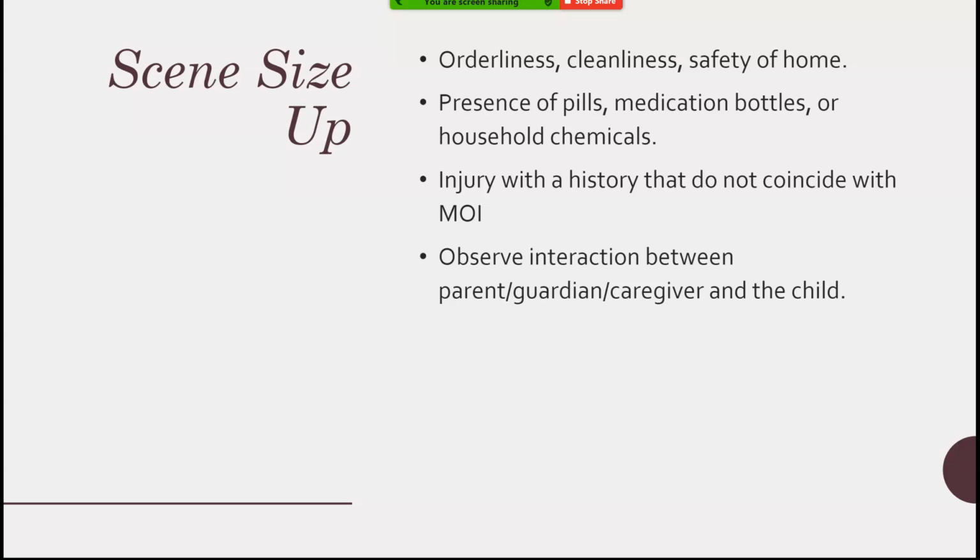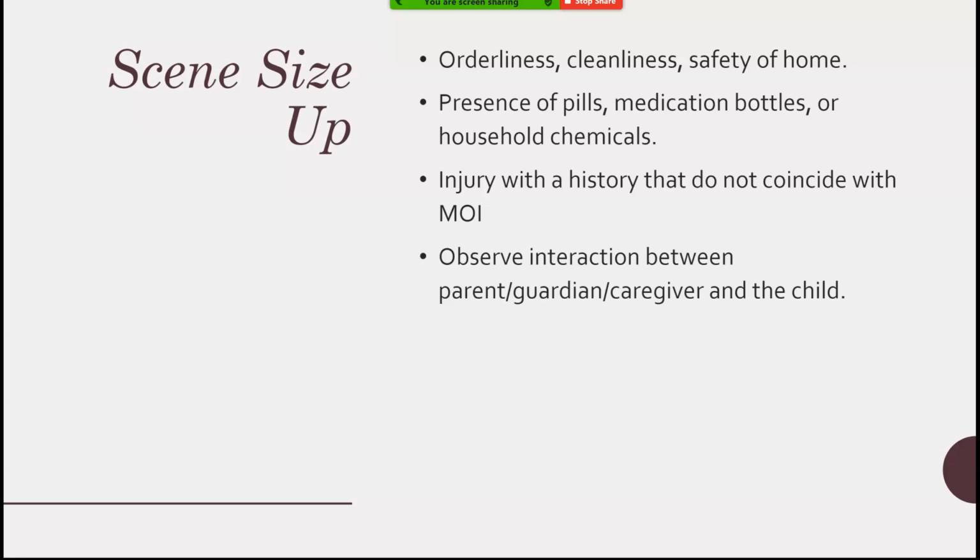And we talked about this last week. You are in a position of power as a pre-hospital care provider because you see things that no other medical professional is ever going to see. So it's your job to have a good attention to detail.